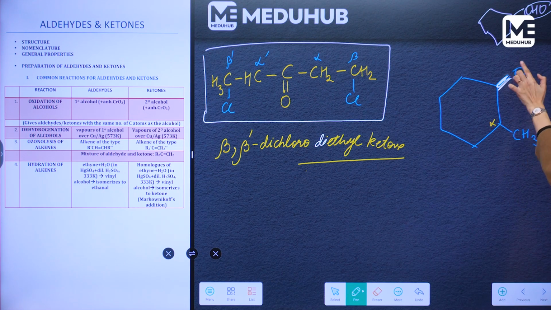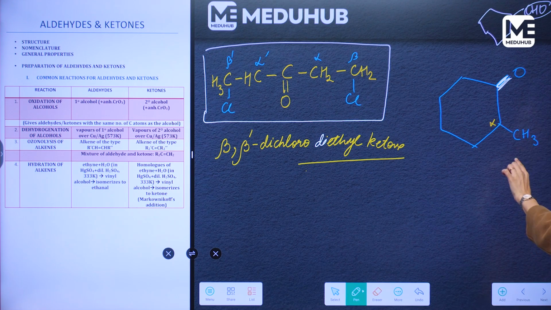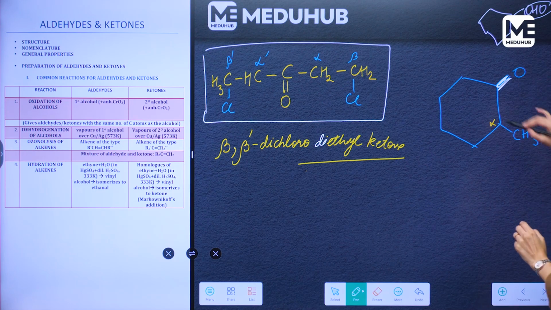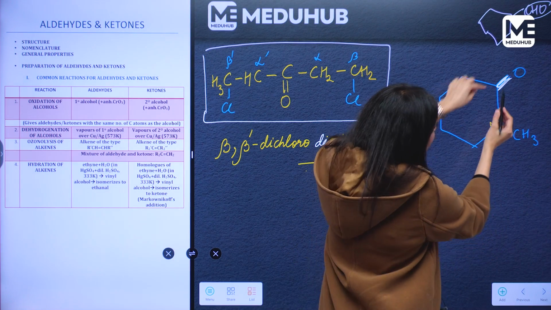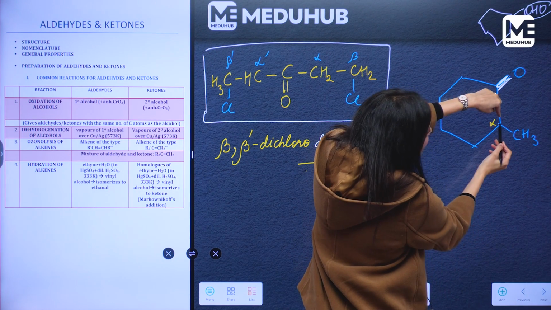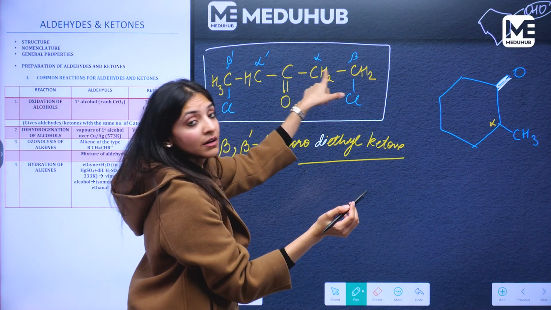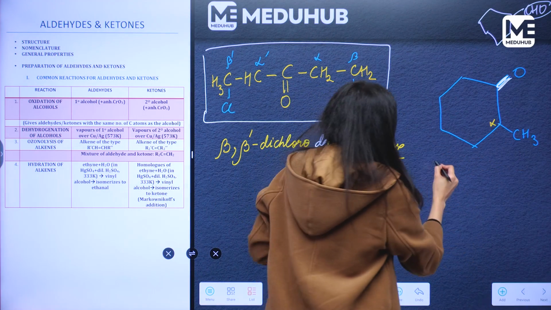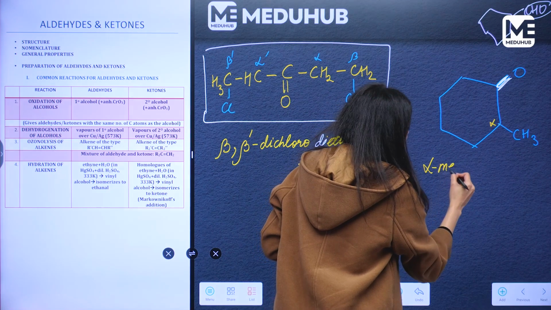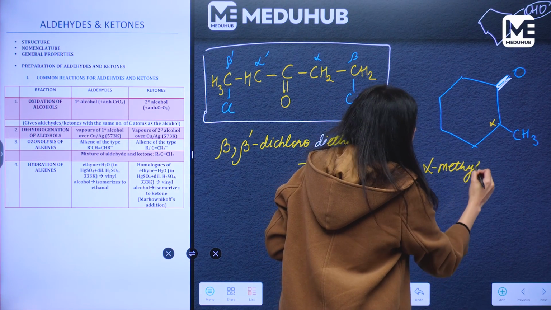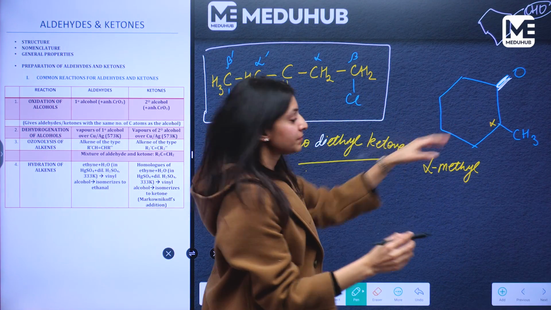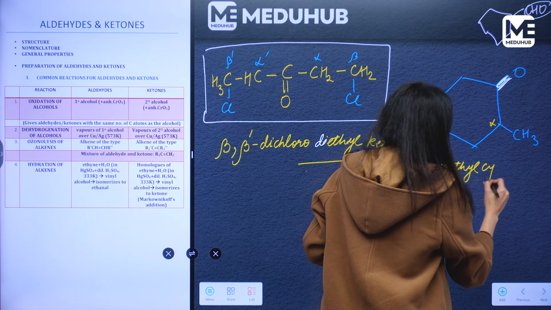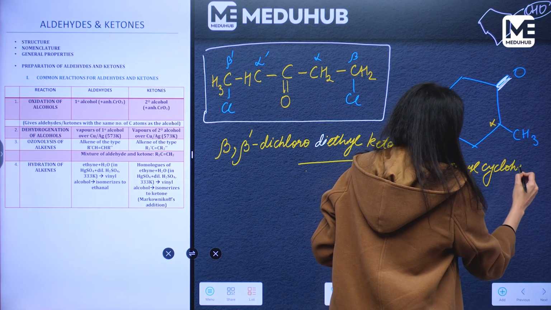C double bond O. Now for the common nomenclature of such ketones, what do we do? The carbon next to the carbonyl carbon, just like here, is given the name alpha. So we have a methyl group. This will be alpha methyl, and this is a cyclohexanone.